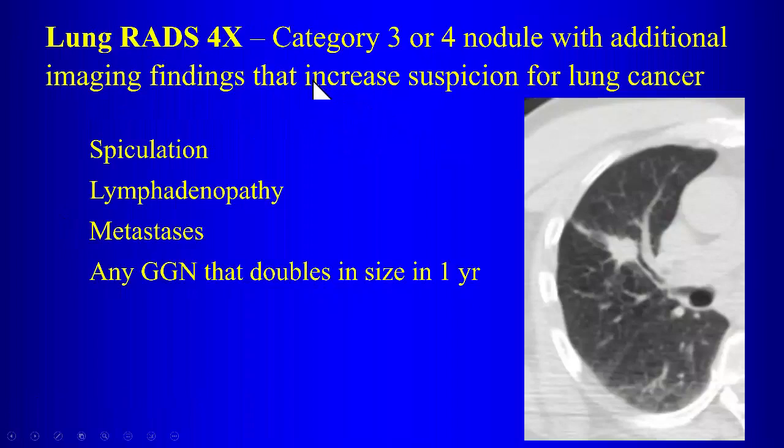Now, if we have a nodule that has particularly any of these features, then we can move it to a 4X category, meaning that we are really concerned about lung cancer. What are those features? Well, if we have spiculation, lymphadenopathy, frank metastases, or any ground glass nodule that doubles in size in 1 year. So those are all criteria. That's for a category 3 or 4 nodule. With any of these additional imaging findings, we'll bump it up to a category 4X.